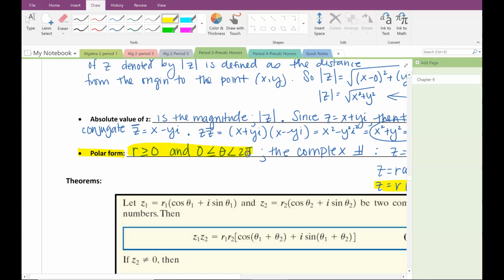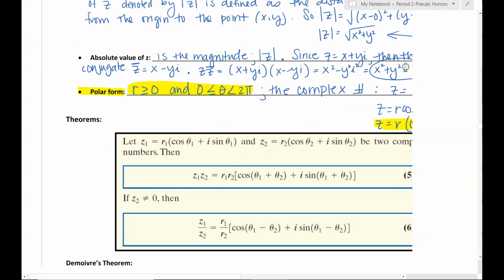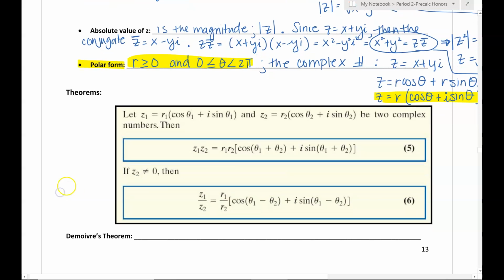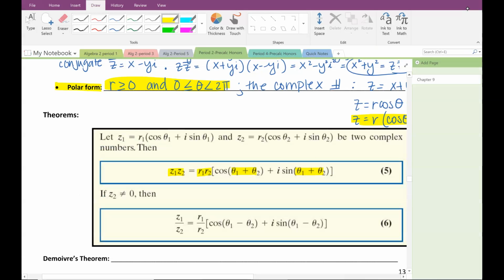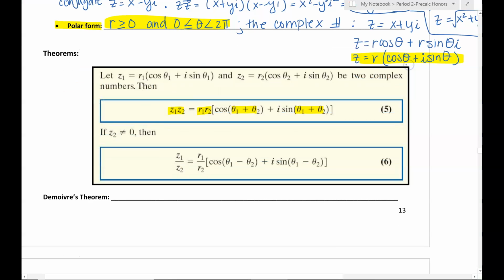And again, be mindful of those restrictions, okay? So theta has to be in the first revolution and the radius has to be non-negative. Okay, so we got some theorems going on here. Let z1 equal radius sub 1 times cosine of theta sub 1 plus i times sine of theta sub 1, that is the polar form of a complex number, and z sub 2 equals r sub 2 times cosine of theta sub 2 plus i sine theta sub 2, be two complex numbers. Then, when we multiply the two complex numbers, all we're doing is really adding the angles together and multiplying the radii together.